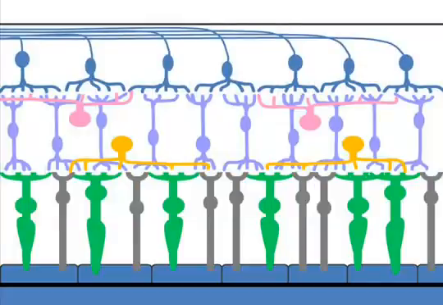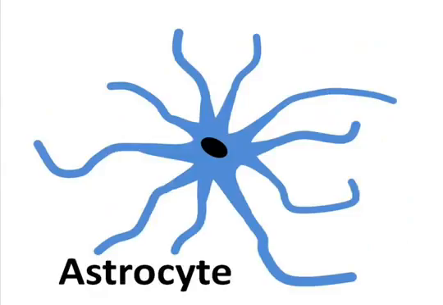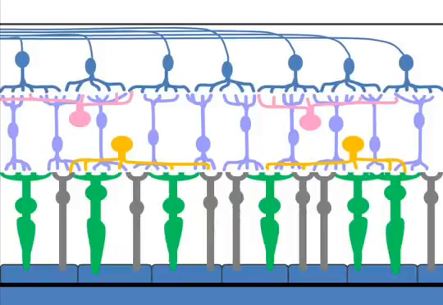Another type of glial cell present in the retina is the astrocyte. If you were to stretch out an astrocyte, it might resemble a star. In the retina, this type of cell is found in the nerve fiber layer, where it surrounds and protects not only the nerve fibers but also the retinal capillaries present in this layer.